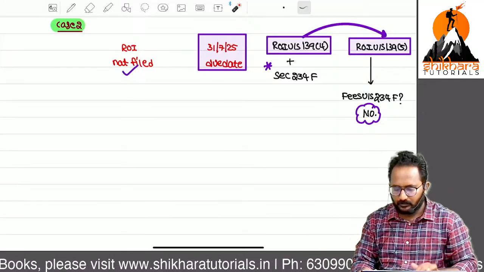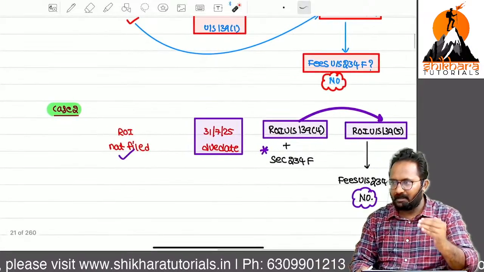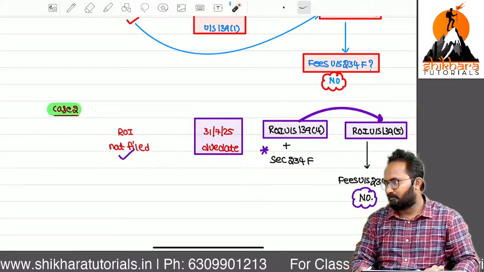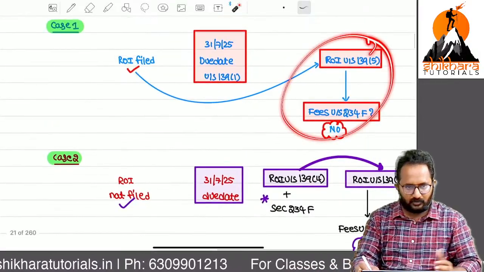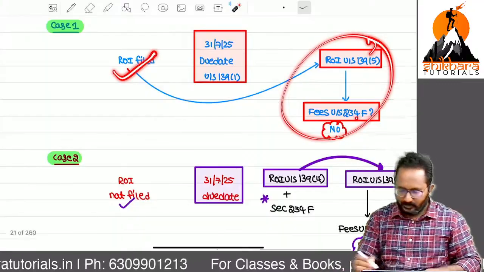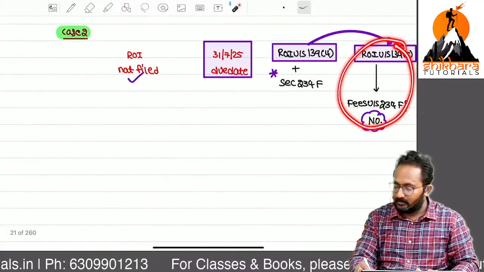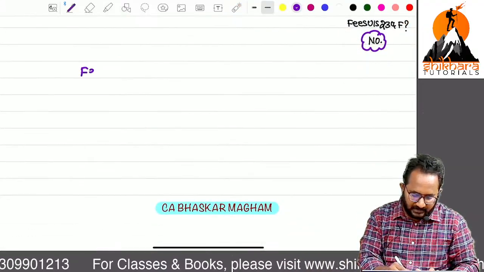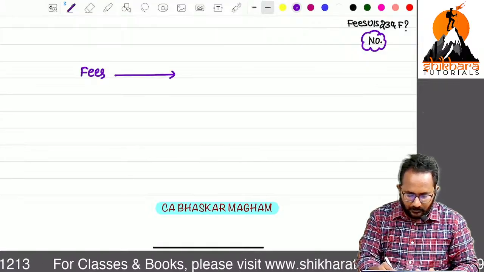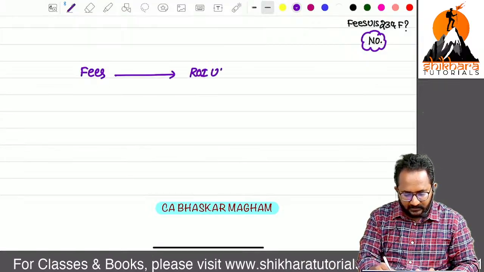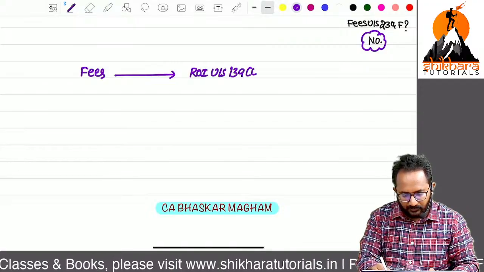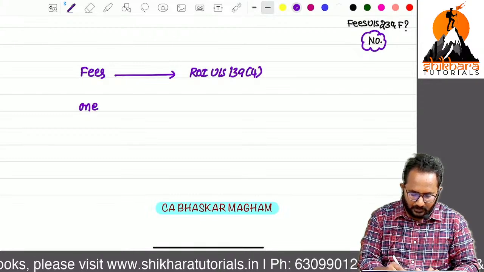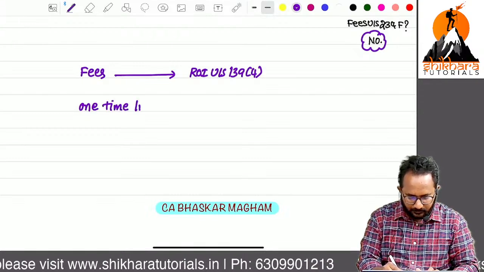One more thing. Fees need to be attached always with which type of return? Belated return. Sir, here we are revising the return, so no need to pay fees. Why? It is a proper return. Here we are revising the return, but it is a belated return. So fees are always linked with which return? Return of income under section 139(4). And is it a one-time liability or continuous? One-time liability. Just remember.